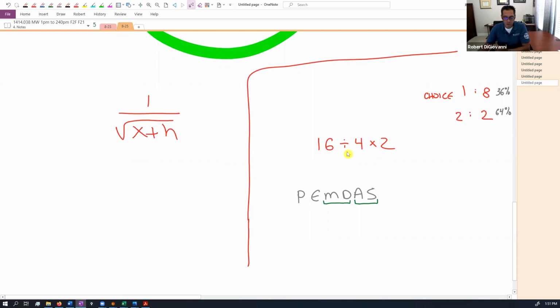Okay, so here we have multiplication and division. We do not do the multiplication first because if we read from left to right, the division comes first. So we have to do 16 divided by 4 first. That's 4, then times 2, and then your answer is 8. And that is the correct way to do it. So 64% of you learned something new today, right?